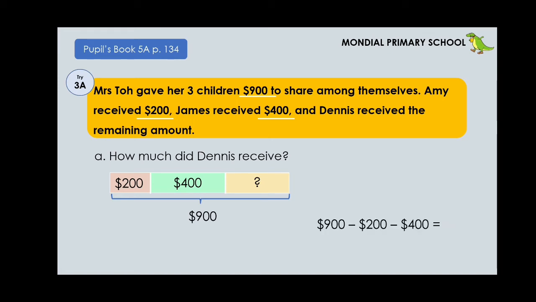Good job! What is the answer? It is $300. Fantastic! Remember, you have to write the sentence. So, Dennis received $300.